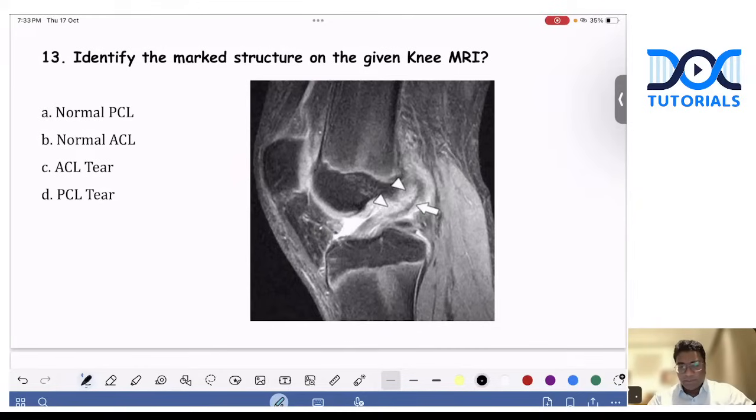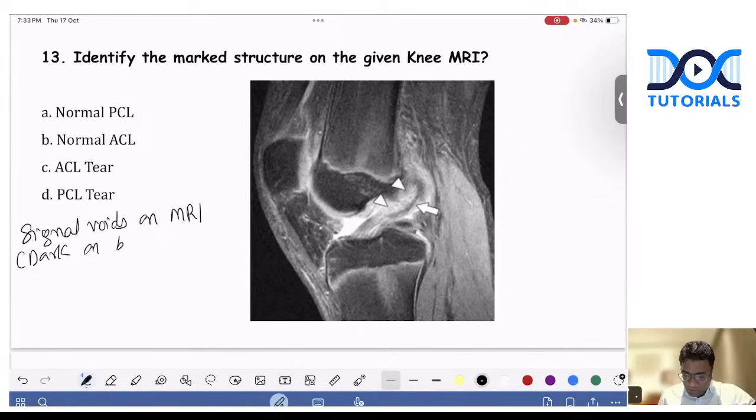13th one. What did you answer for the 13th one? Very nice. First of all, please remember the normal ACL, PCL are dark. Look at the signal voids on MRI, which are dark on both T1 and T2. They should always be dark both on T1 and T2. These are called signal voids.